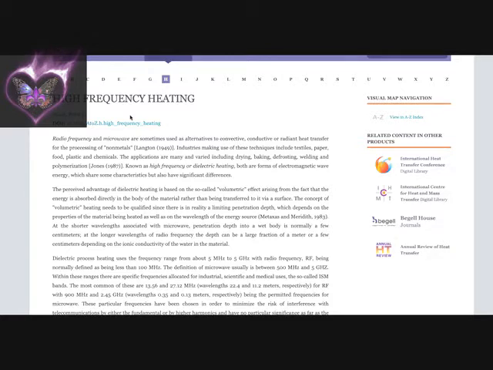The perceived advantage of dielectric heating is based on the so-called volumetric effect arising from the fact that the energy is absorbed directly in the body of the material rather than being transferred to it via the surface. The concept of volumetric heating needs to be qualified since there is in reality a limited penetration depth which depends on the properties of the material being heated as well as on the wavelength of the energy source. At the shorter wavelength associated with microwave, penetration depth into a wet body is normally a few centimeters. At the longer wavelengths of radio frequency, the depth can be a large fraction of a meter or a few centimeters depending on the ionic conductivity of the water in the material.